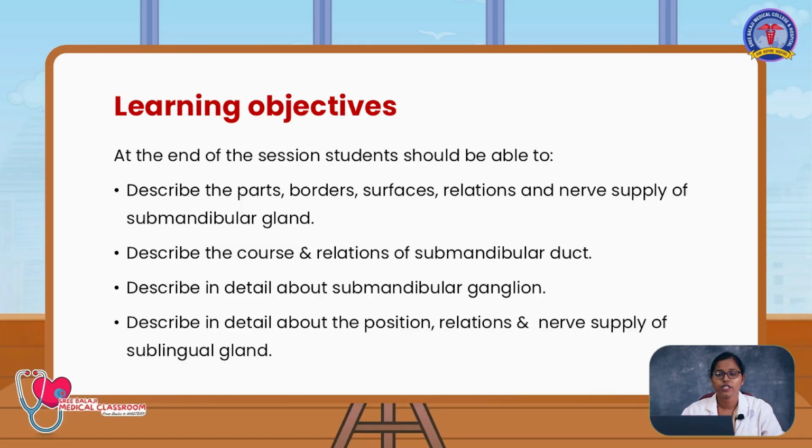So today's topic is about the salivary glands in the submandibular region. So here are the learning objectives. At the end of the session, students should be able to describe the parts, borders, surfaces, relations and nerve supply of submandibular gland. They should also be able to describe the course, relations of submandibular duct. Also, they should be able to describe in detail about the submandibular ganglion, and in detail about the position, relations and the nerve supply of sublingual salivary gland.